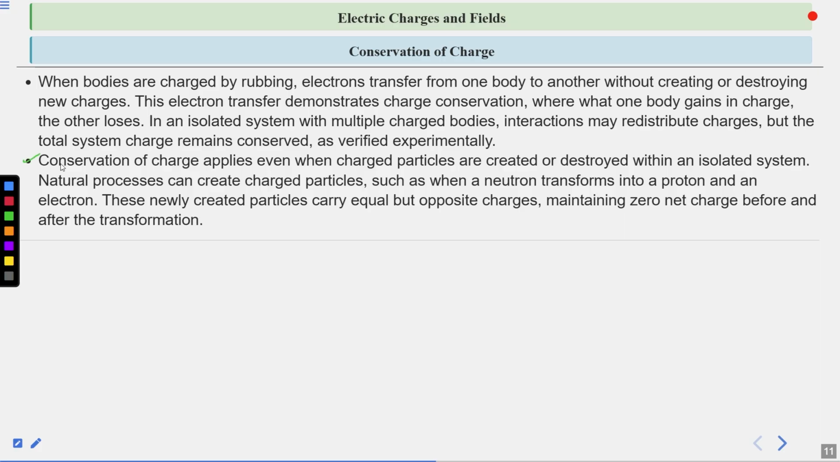So, conservation of charge applies even when charged particles are created or destroyed within an isolated system. Natural processes can create charged particles, such as when a neutron transforms into a proton and an electron. These newly created particles carry equal but opposite charges, maintaining zero net charge before and after transformation. It means, in a single line, according to conservation of charge, charge can neither be created nor be destroyed, only transferred from one form to another. So this is the conservation of charge.